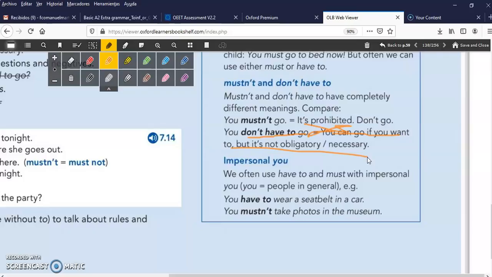¿Vale? Y luego también hay que decir que muchas veces utilizamos, we often use have to and must with impersonal you. Like, you have to wear a seatbelt in the car. You mustn't take photos in the museum.